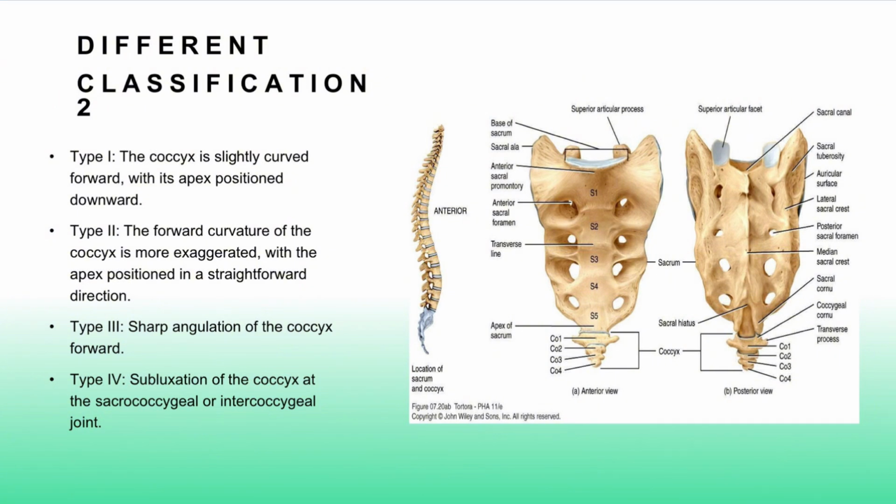Okay, so the different classifications, according to Physiopedia, describe the different shapes of the coccyx as observed in various people, which can impact how prone a person might be to coccydynia. For type 1, the coccyx is slightly curved forward with its apex positioned downward. Type 2, the forward curvature of the coccyx is more exaggerated with the apex pointing straight forward. Type 3, sharp angulation of the coccyx forward, and then type 4 is a subluxation of the coccyx.